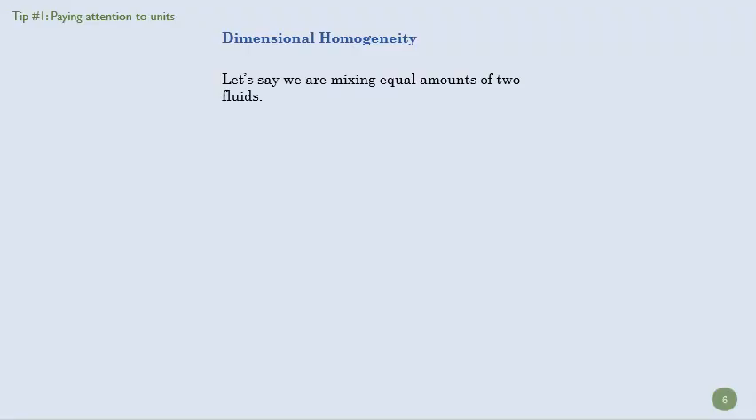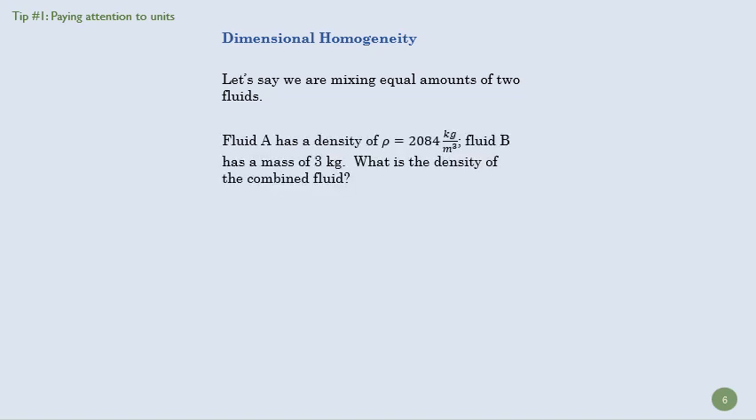The fancy word for this is dimensional homogeneity, which is harder to say and understand than pay attention to your units. So here we are, just a little fake problem. Let's say we wanted to find the density of a combined fluid and we knew the mass of one of the fluids and the density of the other. Density is then mass over volume, which you can see by this unit here, right? So how do we combine these things?